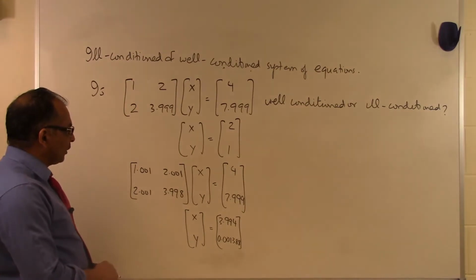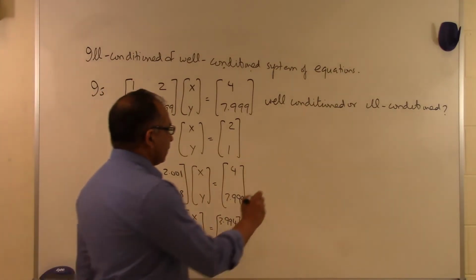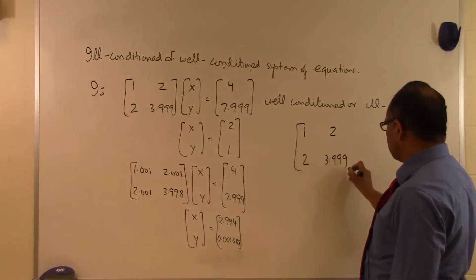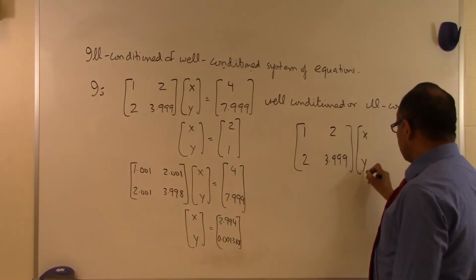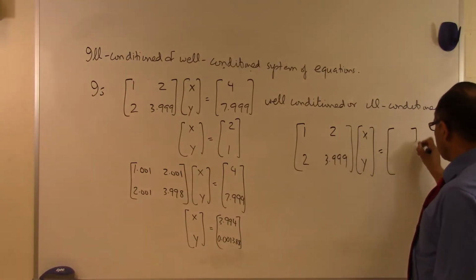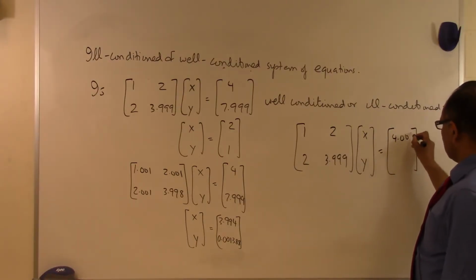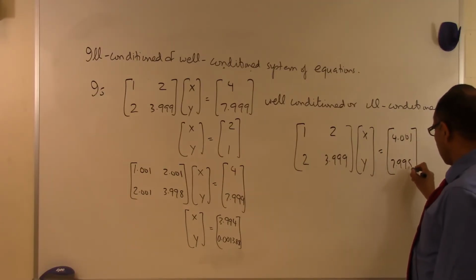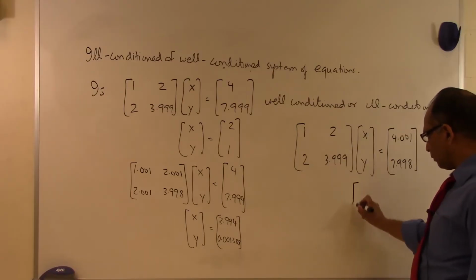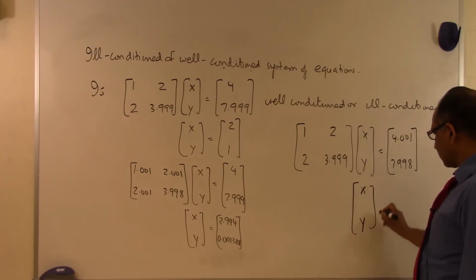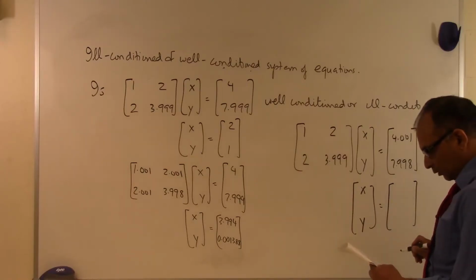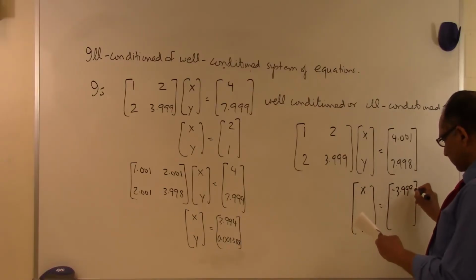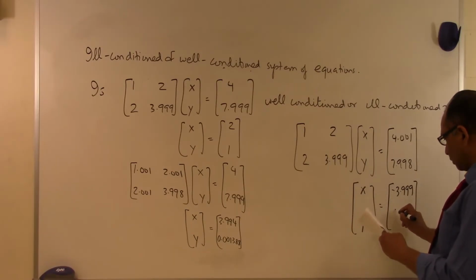In order to complete the argument, let's go and change the right-hand side a little bit. So let's suppose I have 1, 2, 3.999 here. And what I do is I keep the coefficient matrix the same, but I change the right-hand side a little bit. Let me make this again 1/1000th of a difference there, and 7.9998 here, 1/1000th of a difference right there. Let's go and see what I get for the values of x and y. So I get x and y here, and if I calculate the values, I get minus 3.999 and 4.00.